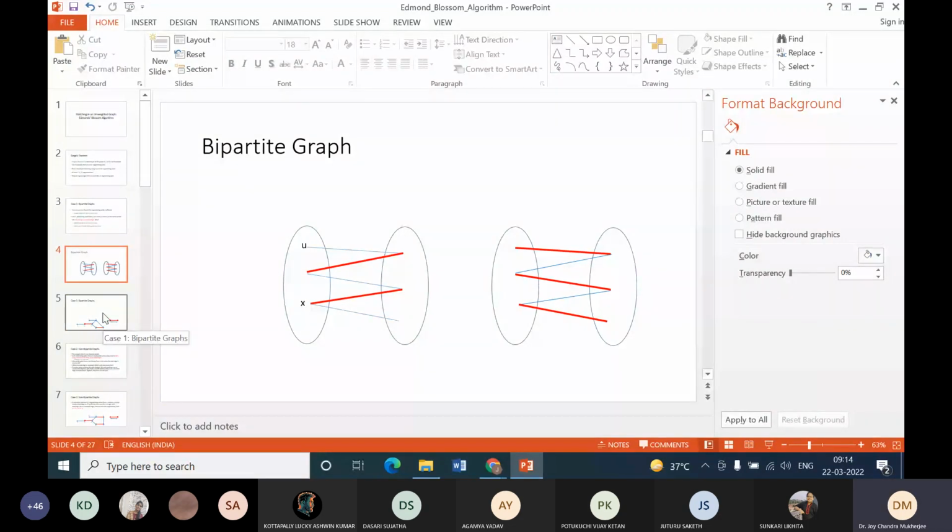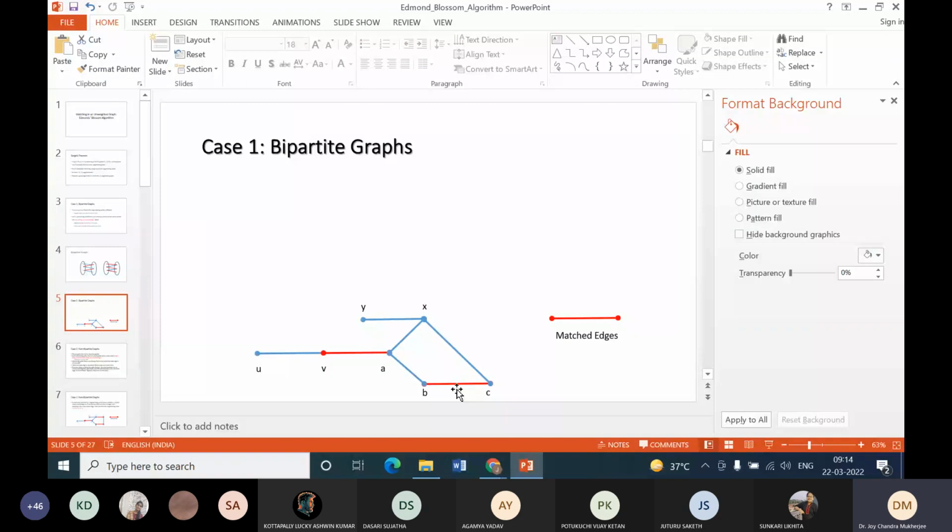Suppose it is a bipartite graph, and suppose it has an even cycle. Now U is an unsaturated vertex. From there I go to V, which is a saturated edge. I go by VA. Now I can reach X like this, or I can reach X like this. So both are valid augmenting paths. UVAX is a valid augmenting path, and UVABCX is also a valid augmenting path. So basically the search direction doesn't matter.